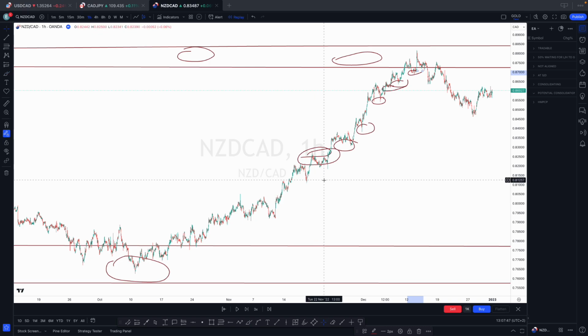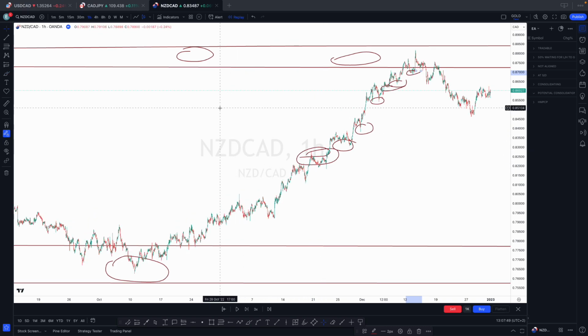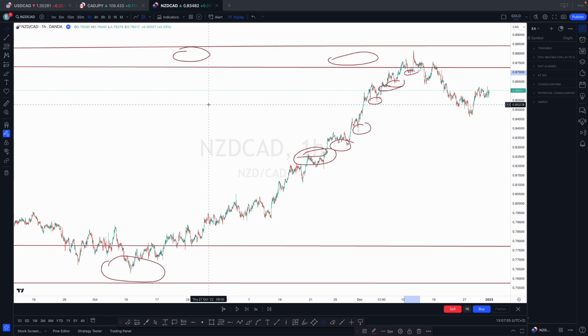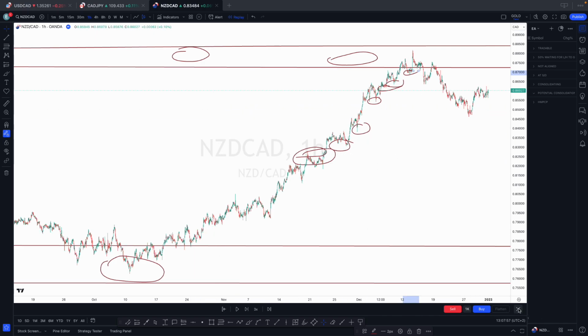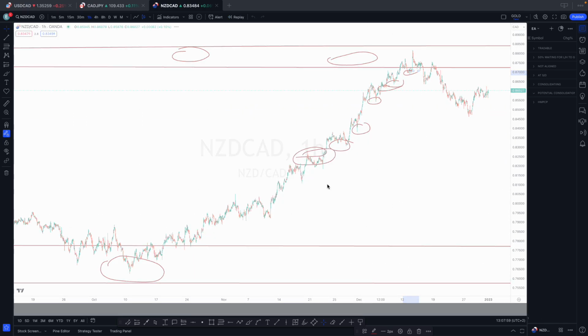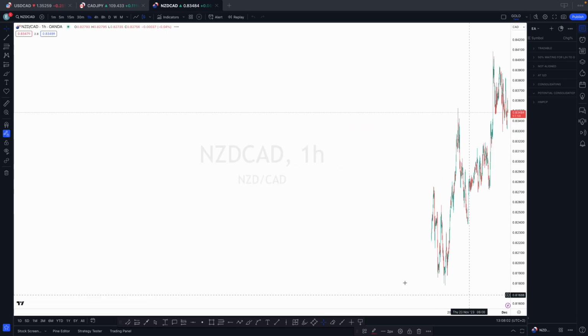So again, it means that this bigger picture I'm talking about doesn't have to be on monthly. It doesn't have to be on daily. It can be on any other time frame. So what do I mean by this? I'm quickly going to leave it at 1 hour.